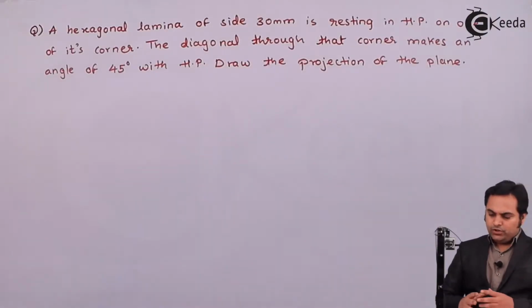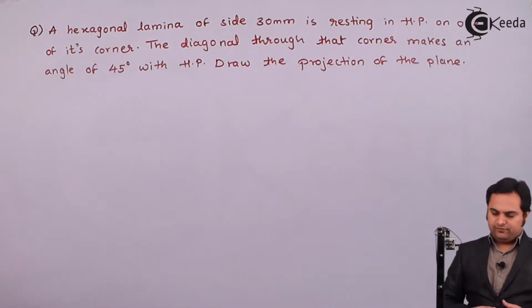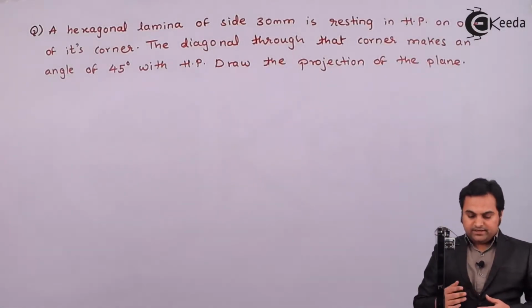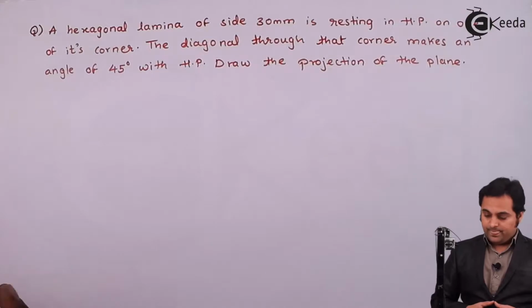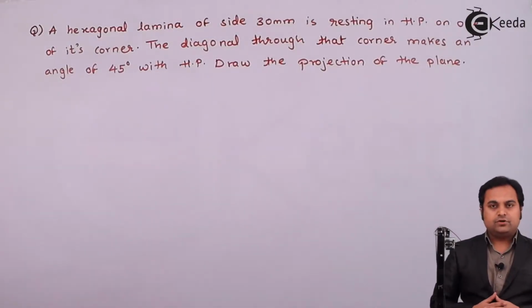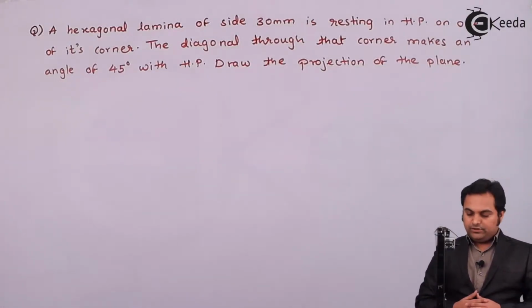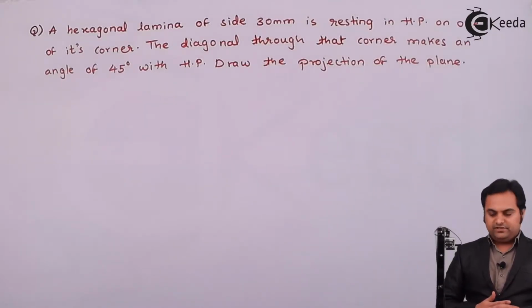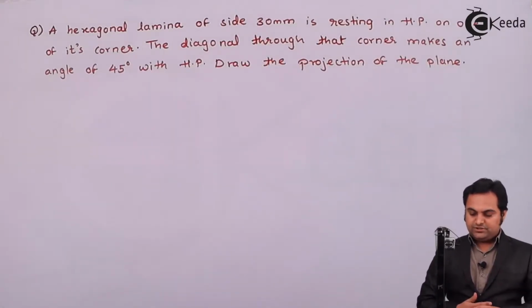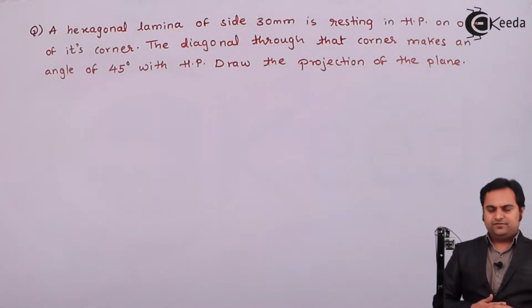Here in this video, we'll see a problem on projection of planes. For that, here is the question. A hexagonal lamina of side 30 mm is resting in HP on one of its corner. The diagonal through that corner makes an angle of 45 degree with HP. Draw the projections of the plane. This is the question given to us.